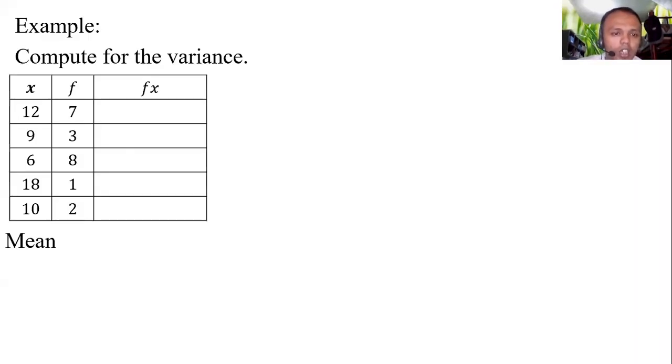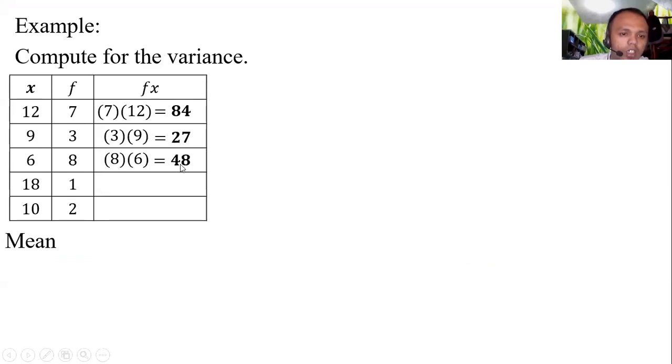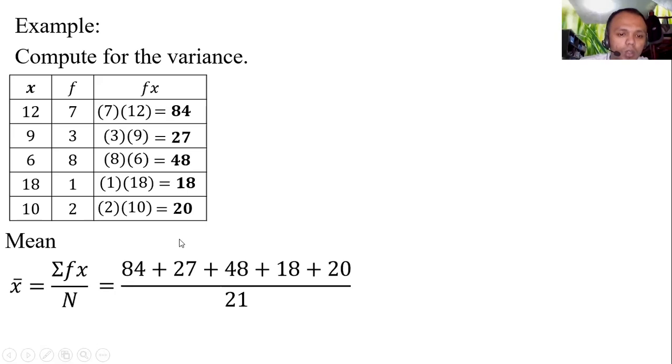Okay, 3 times 9 is 27. 8 times 6, no, ito yun, is 48. 1 times 18 is equal to 18. 2 times 10 is 20. Then add natin lahat, no, 84 plus 27 plus 48 plus 18 plus 20. That would be equal to 197 divided by the total number of frequency, which is 21. 197 divided by 21 is equal to 9.4.